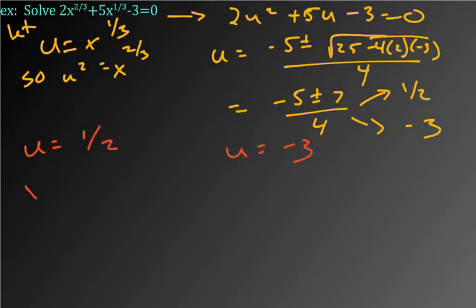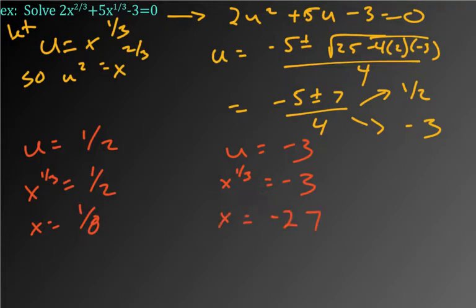And so u is x to the 1/3. So I'm going to pop that back in. And then you can just cube both sides. So you get 1/8 for that one, or you get negative 27 for that one.